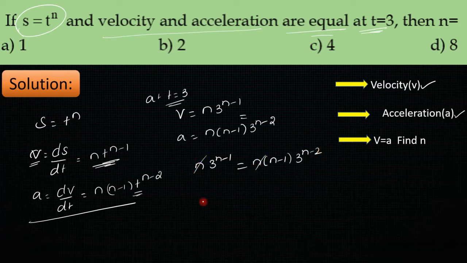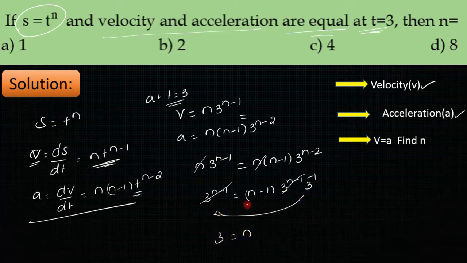Here n gets cancelled. 3ⁿ⁻¹ = (n − 1) into, here 3ⁿ⁻² can be written as 3ⁿ⁻¹ into 3 inverse. Here 3ⁿ⁻¹ and 3ⁿ⁻¹ get cancelled. 3 = n − 1. This implies n = 3 + 1, that is 4. Therefore, the answer is option C.